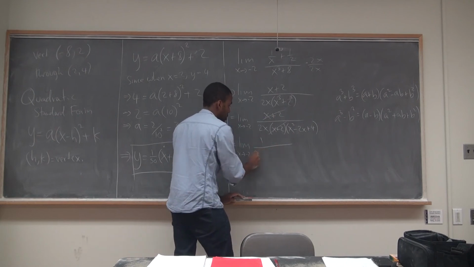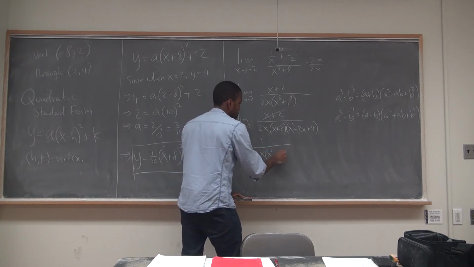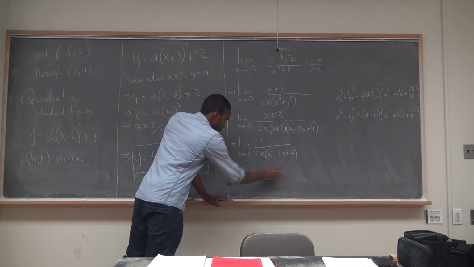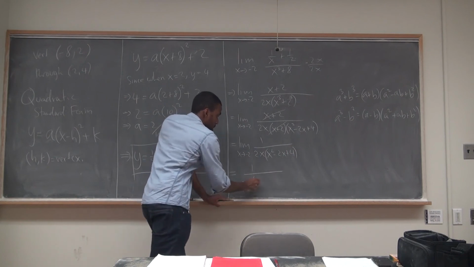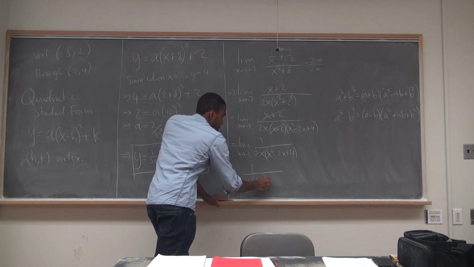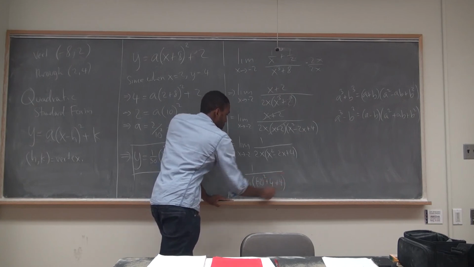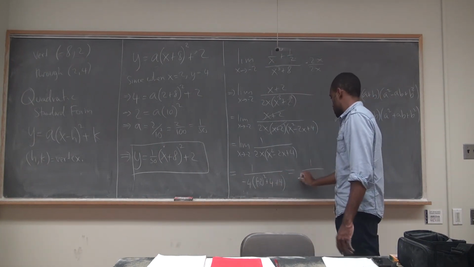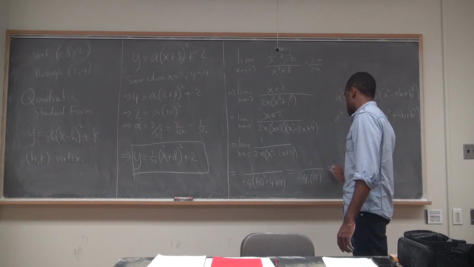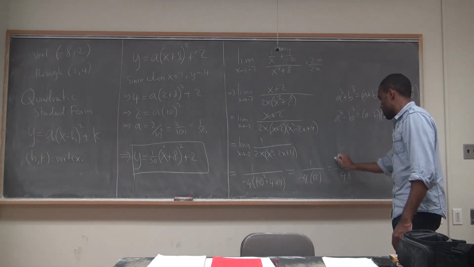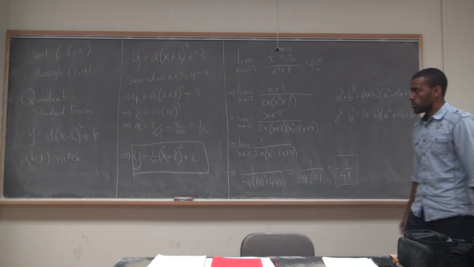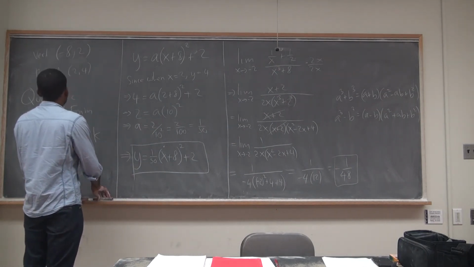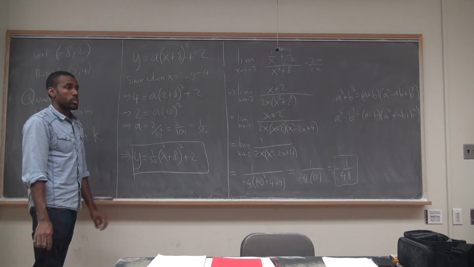And I'm left with 1 over 2x times x squared minus 2x plus 4. And at this point I can plug in minus 2. It's going to be minus 4 times minus 2 squared plus 4 plus 4. So that's 4 plus 4 plus 4, which is 12. 4 times 12 is 48. So it's minus 1 over 48. Any other questions?